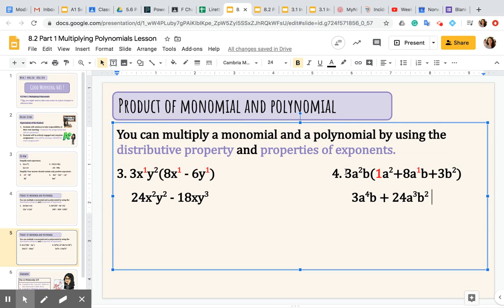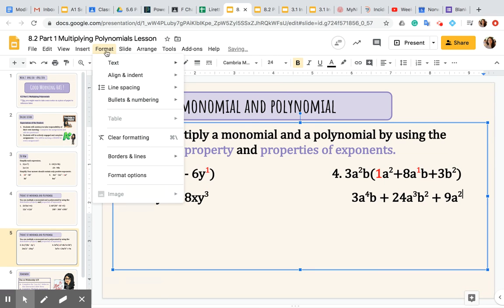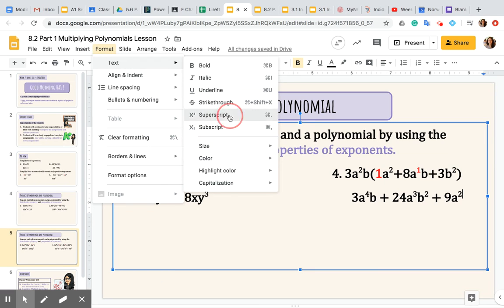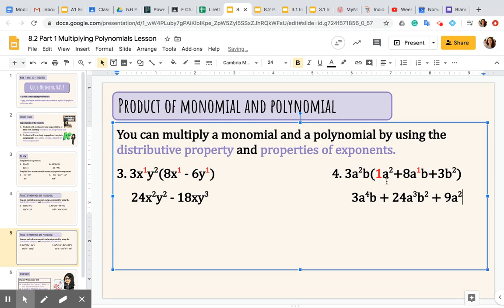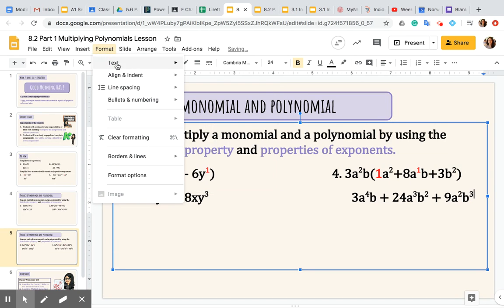All right, 3 times 3 is going to give me 9. There's no a variable on this term, so this a squared is just going to come down for the ride. And then I keep going to simplify the b's. B to the power 1 times b squared. If I add those exponents, it gives me b to the power 3.